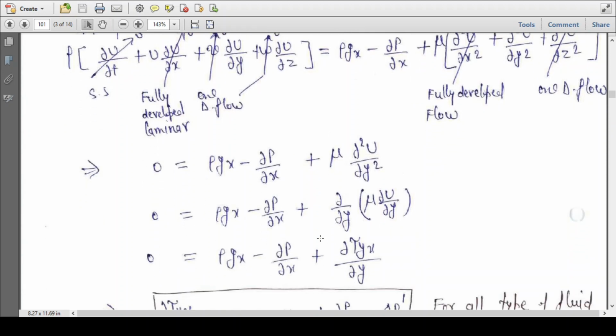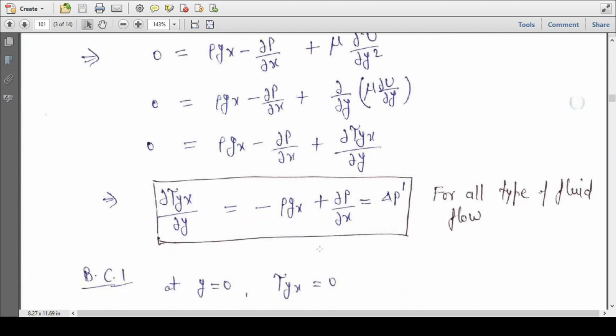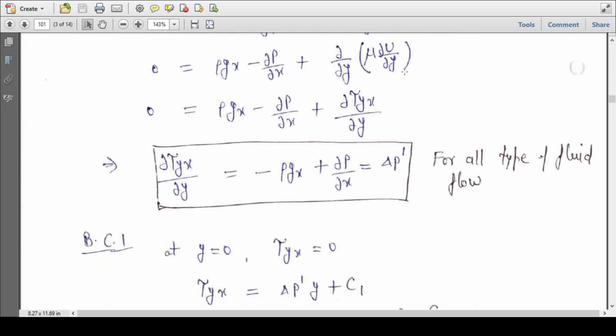So here, this equation from velocity is being converted in terms of shear stress. Now we can write del tau yx upon del y equal to minus rho gx plus del p upon del x, and this whole term on the right hand side is being considered delta p dash, or you can say this is the modified pressure gradient. So this is what you have here.